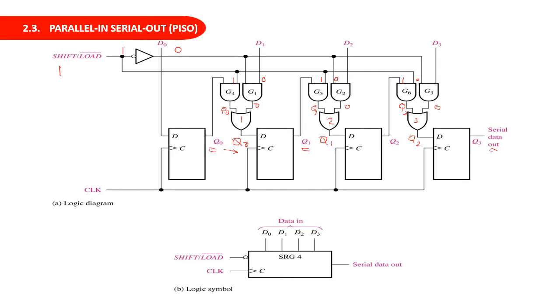Now when you apply the clock pulse, this output will get shifted. That means whatever is available here gets shifted to here, then here to here and here to here. That means we will get a shifting operation there. So this is the parallel in serial out. The data is fed parallelly and the data is taken out serially. A logic symbol is shown at the bottom of your slides.